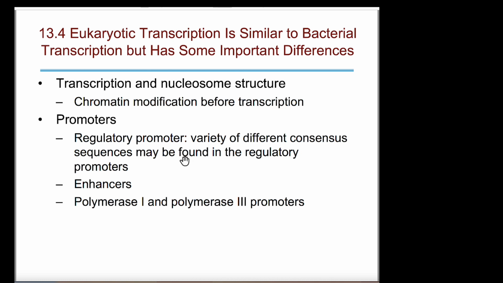All right, so let's go into it. You have transcription and nucleosome structure. You have chromatin modifications that are going to occur before transcription. In order for transcription to occur, there has to be modifications to the chromatin so that the machinery can access it. Then you have the promoter region. You have the regulatory promoter region, where a variety of different consensus sequences are found to regulate transcription. Regulate meaning whether it occurs or does not occur. And then you have enhancer regions, which determine the efficiency. Is it increased or is it decreased? And then you also have the polymerases that are going to bind to these various regions to initiate this process of transcription.